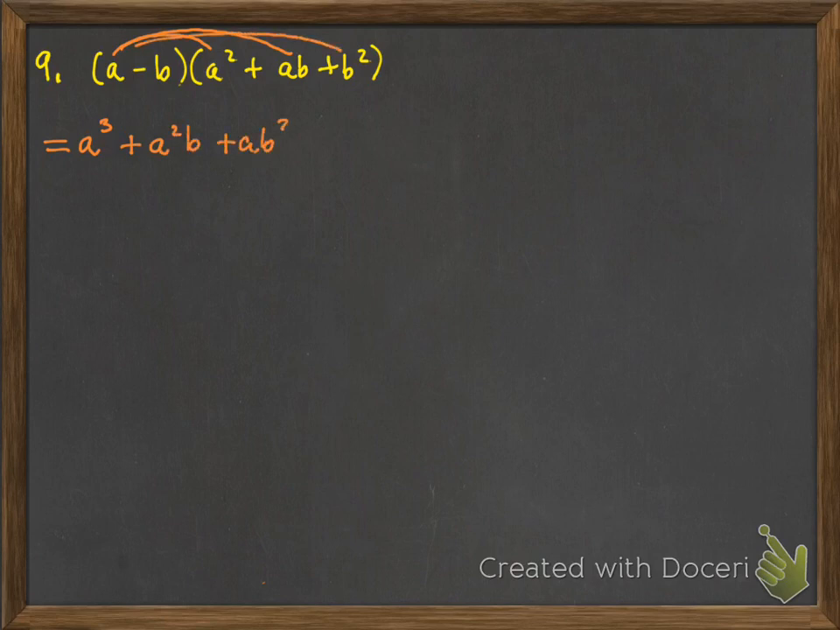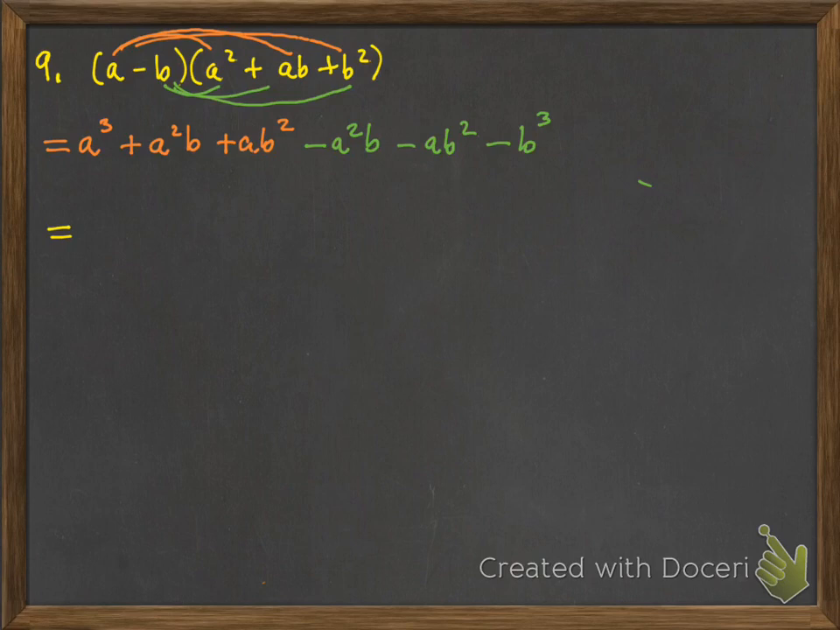Now the order when we multiply doesn't matter. So here I'm going to write the a first and then the b. You can certainly put the b first if you like. So if I do negative b times a squared, that's negative b a squared, but I can go ahead and write it as a squared b to keep it in alphabetical order, okay?